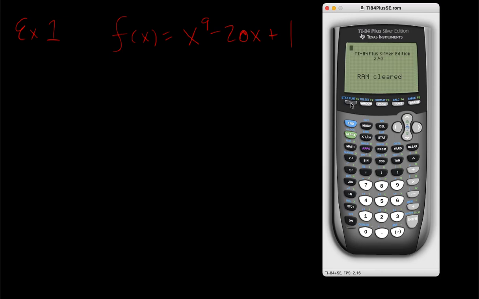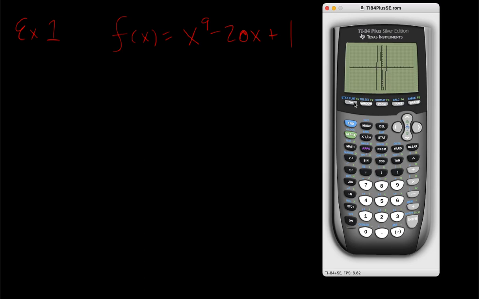So we go to this y equals button, and we type in this function. This button, X,T,theta,n, that's how we get our x. Then caret 9 minus 20, go back to that x button, plus 1, and then we hit graph. Now in this graph, we have to wait a little bit. It's really hard to see where these values are.